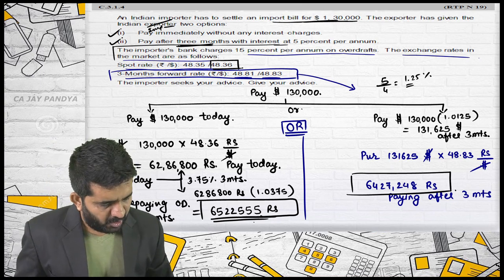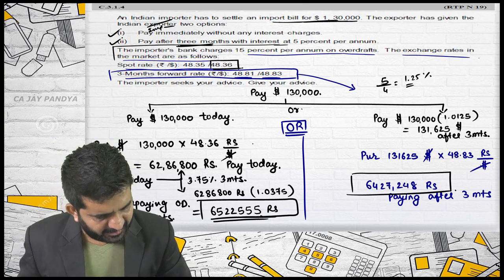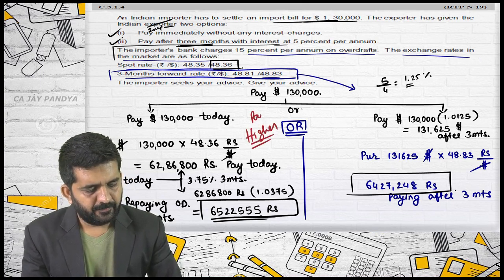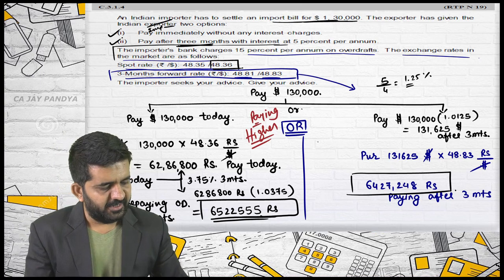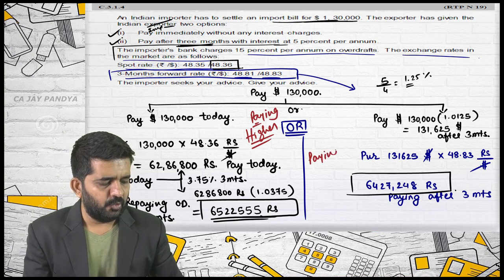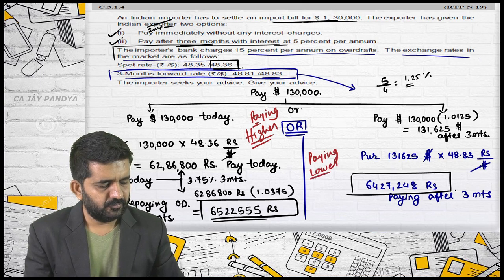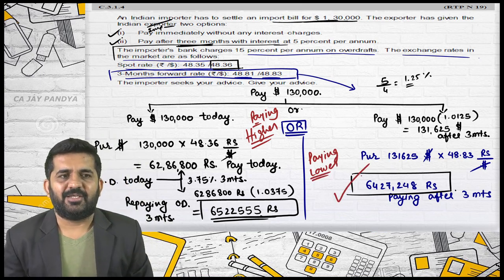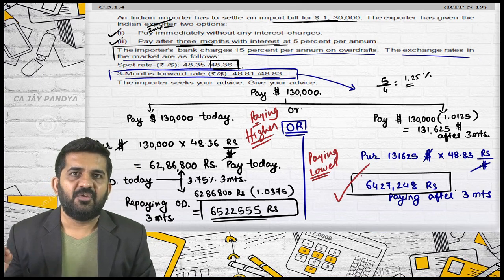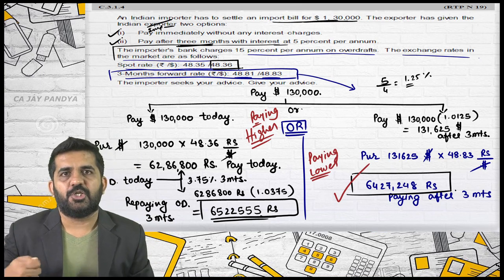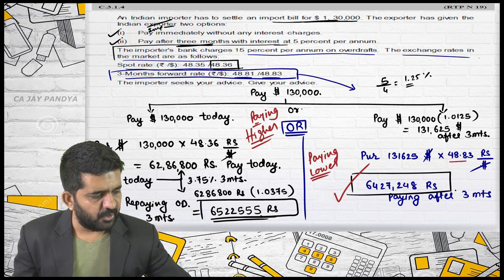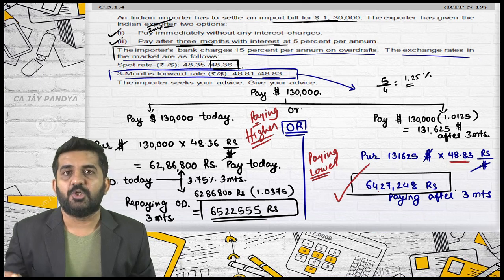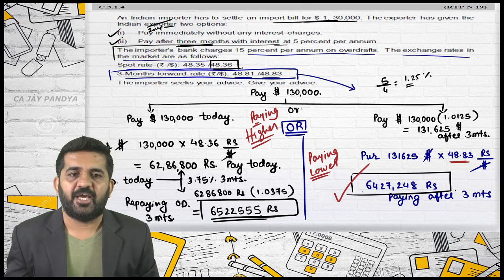Is it alright? In this case you are paying higher, and in this case you are paying lower. So what is your decision? Tell the person who is exporting to you that we will be paying you $1,30,000 after 3 months. Take a forward contract at 48.83 and pay them 64,27,248, which will ultimately be your cash outflow.